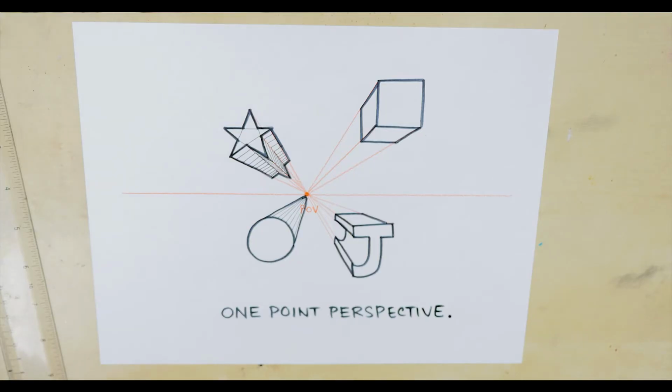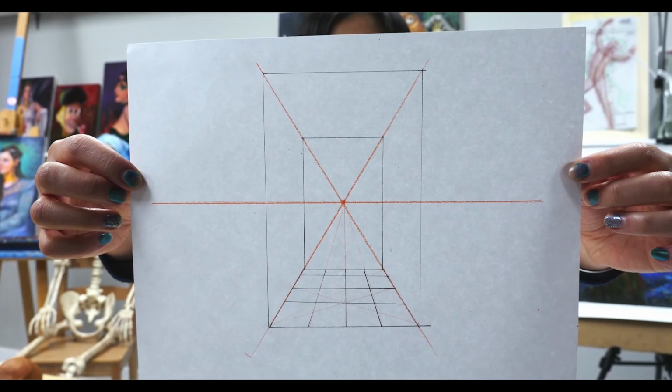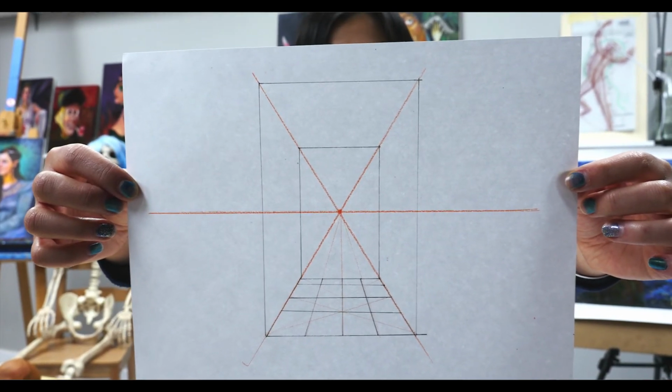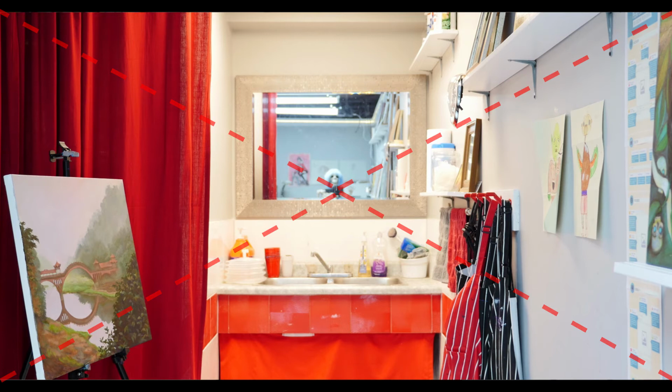So you can try this technique with all kinds of shapes, and here we have a star and a cylinder. So a classic example of one-point perspective is the room. So you can kind of see that your vanishing point is right in the middle of the room, and you can tell when you can see the edges of the floor and the edges of the ceiling all converging to one point.